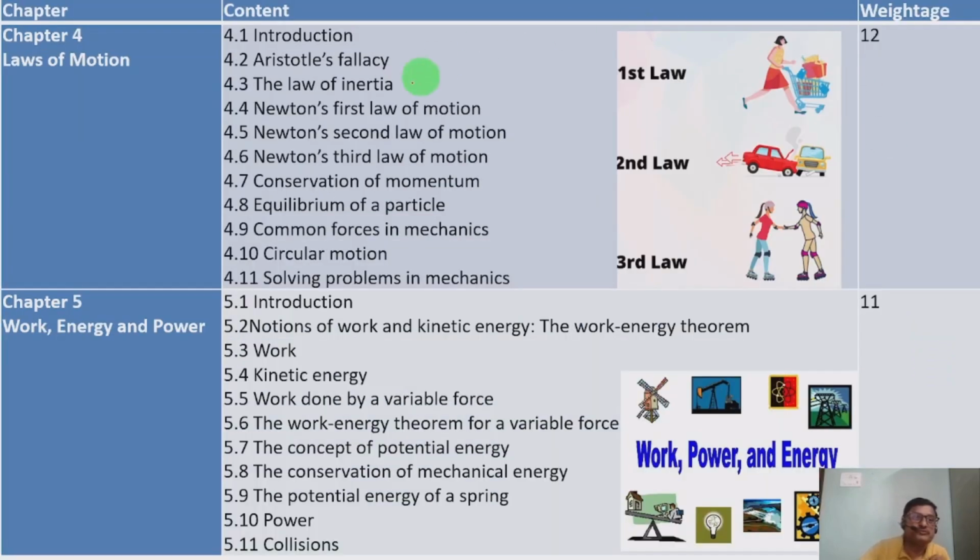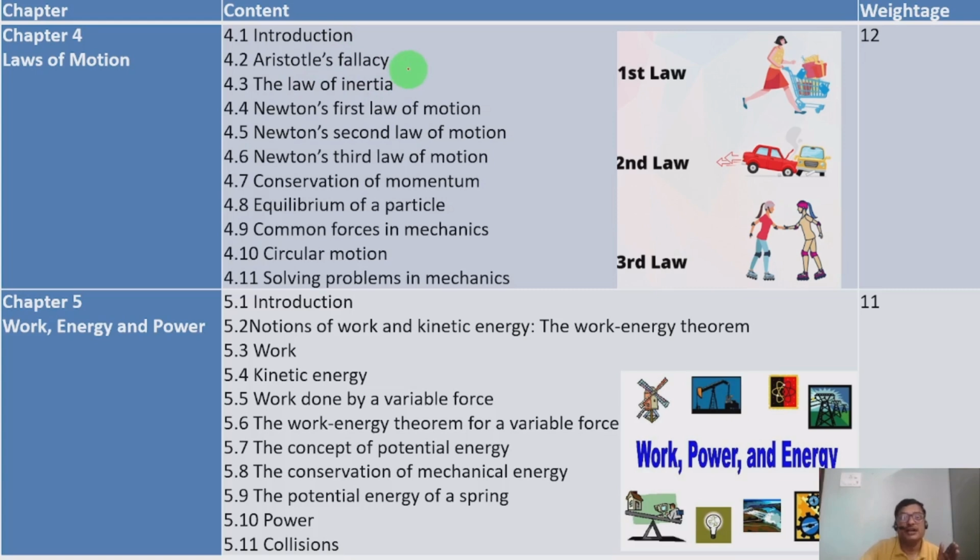Further moving, chapter 4, laws of motion. In the laws of motion, 4.1, introduction, Aristotle's fallacy. This is when the object is moving with a uniform velocity, it requires an external force to move it.